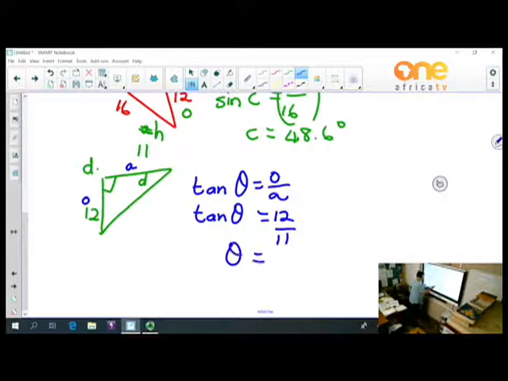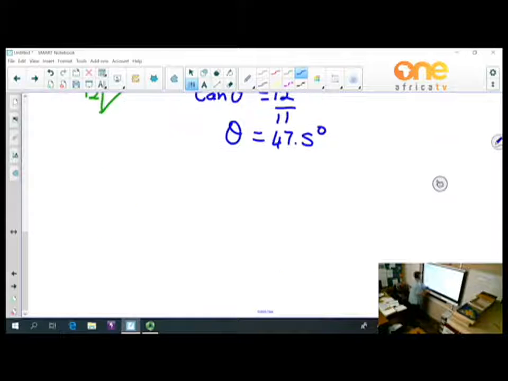Second function tan to find the angle. So we press second function tan, brackets 12, divide by 11, close the bracket, is equal to, and I got 47.5 degrees.